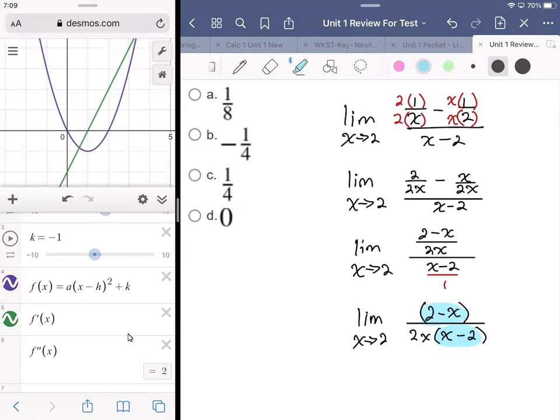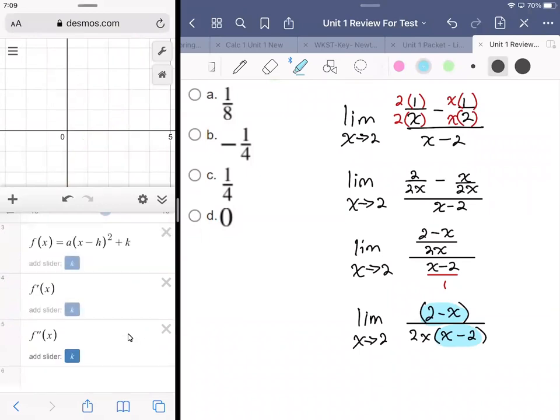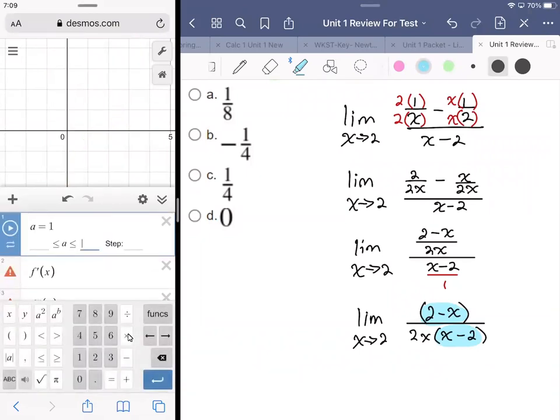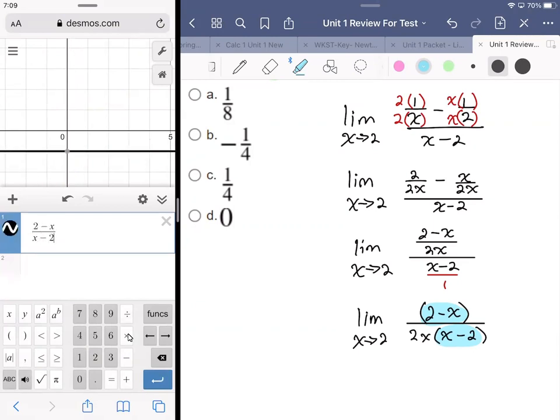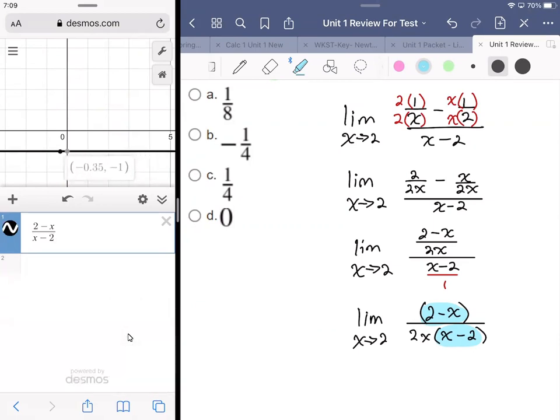If you're ever unsure of something like that, Desmos is a really reliable friend. Tends to stick with you through thick and thin. If you're not sure, type the expression in, 2 minus x over x minus 2, and you'll see that the result is always a negative 1. All right, that y value is always a negative 1, or it's constant.